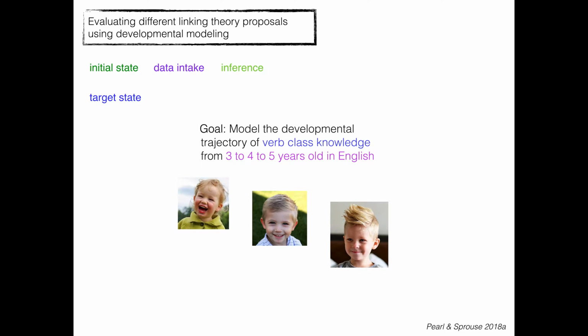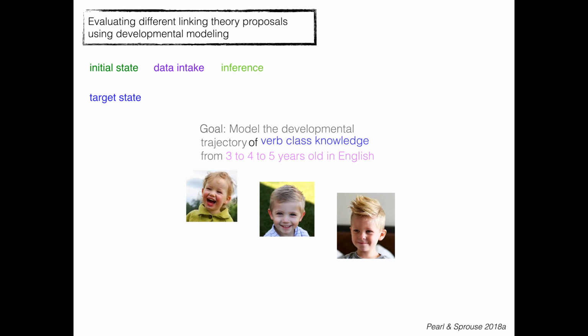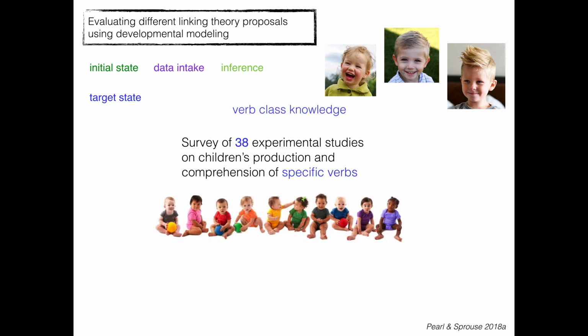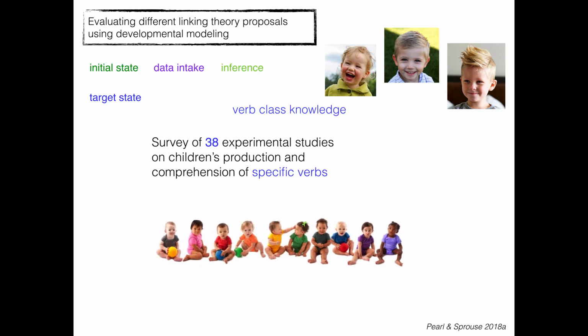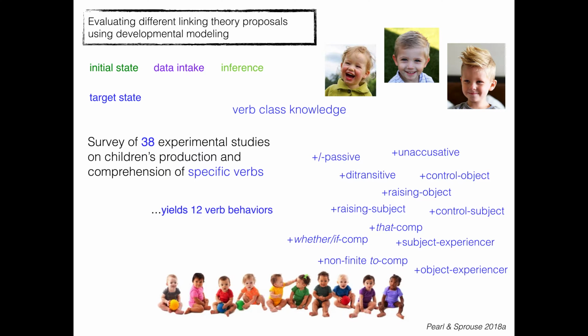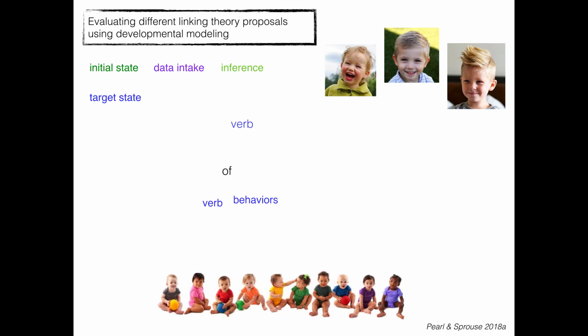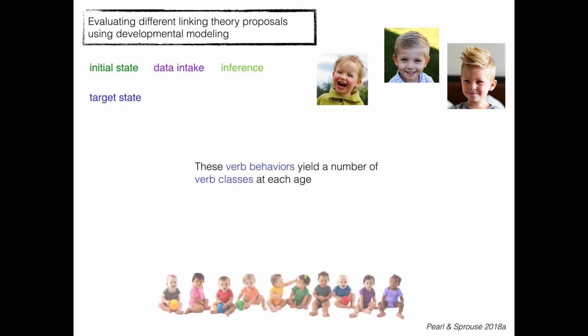And so our goal, just to remind ourselves, is to model the developmental trajectory of verb class knowledge from 3 to 4 to 5 years old in English. So what does that look like, right? So I did a survey of 38 experimental studies on children's production and comprehension of specific verbs, and from this emerged 12 different behaviors, ways that verbs are used or interpreted. And these are used to create a number of verb classes, where each verb class is a combination of one or more of those verb behaviors.